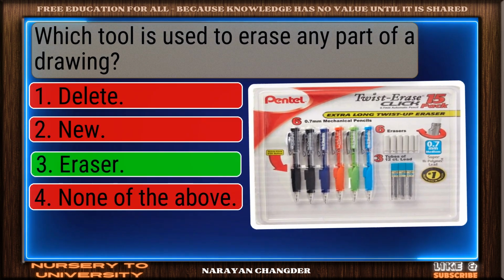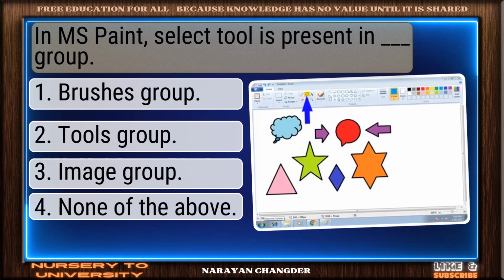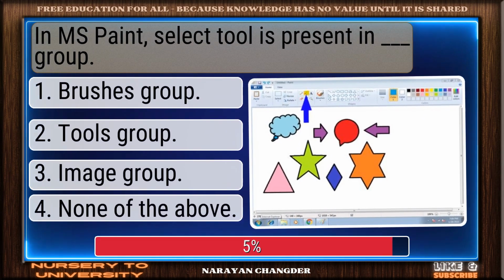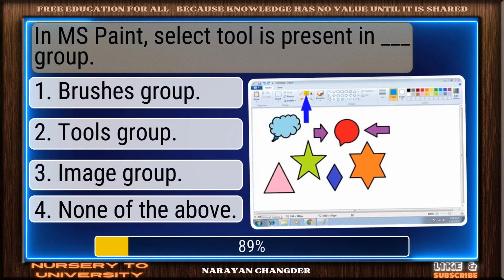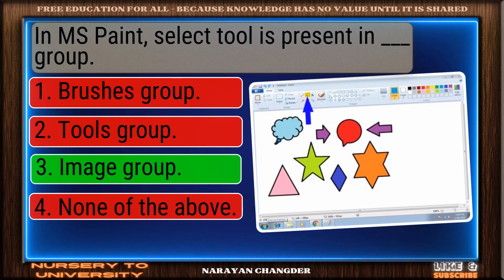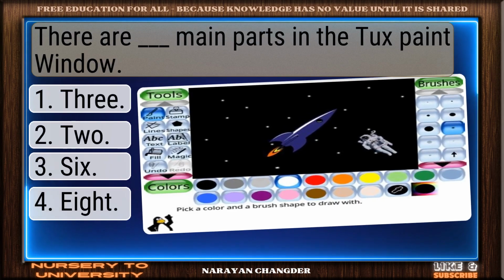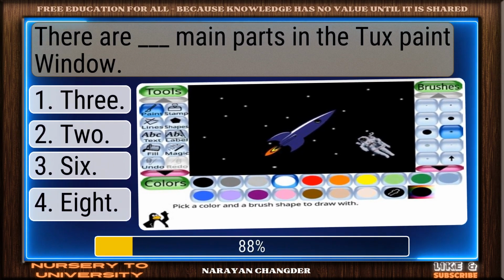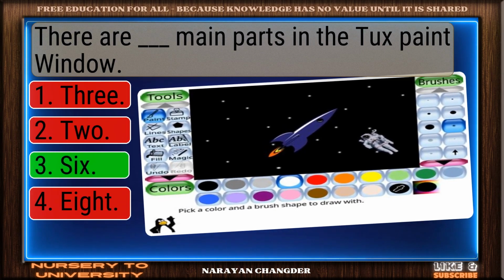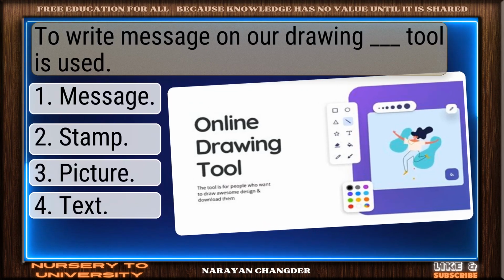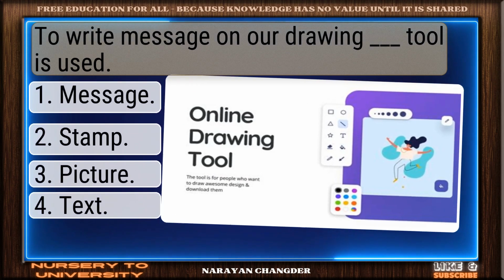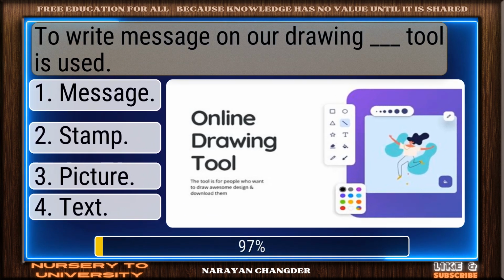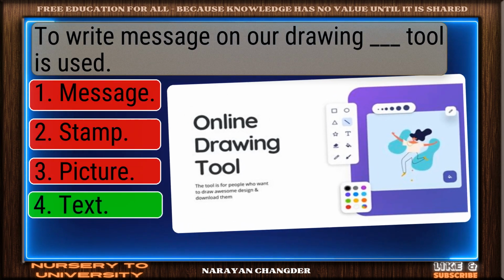Right again. Eraser is valid. In Ms. Paint, select tool is present in dash group. Excellent choice. Image group is right. There are dash main parts in the Tux Paint window. Great thinking. 6 is right. To write message on our drawing, dash tool is used. Well done. Text is right.